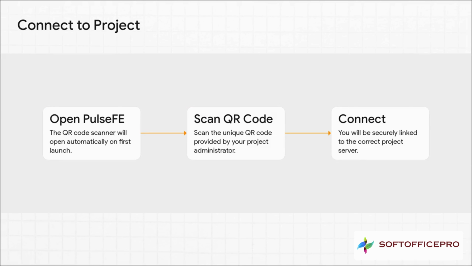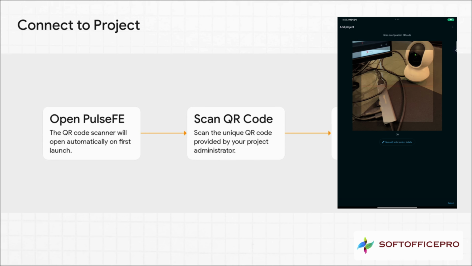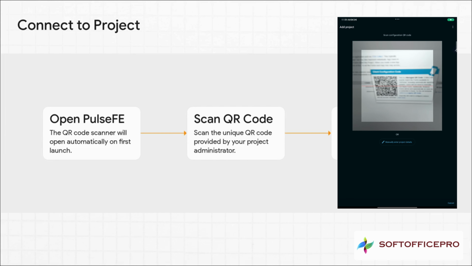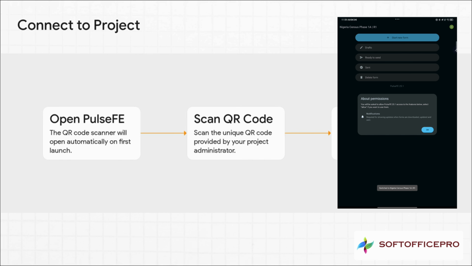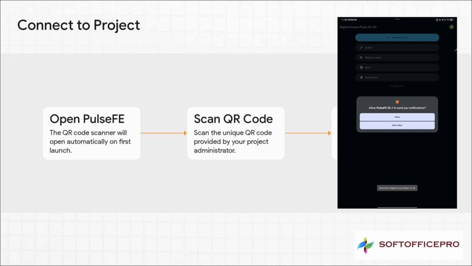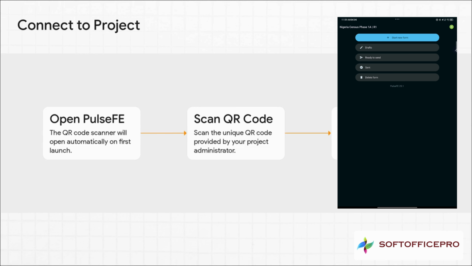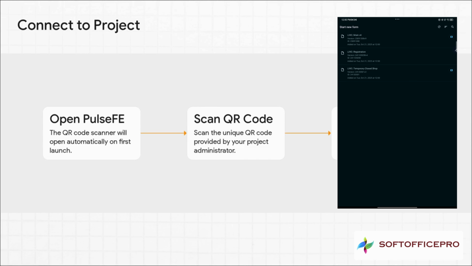So, once the app is installed, connecting to your project is a piece of cake. The moment you open it, your camera is going to pop up as a QR scanner. All you have to do is point it at the special QR code your admin gave you, and that's it. You're locked in and connected to the right server. No typing in long, complicated web addresses.